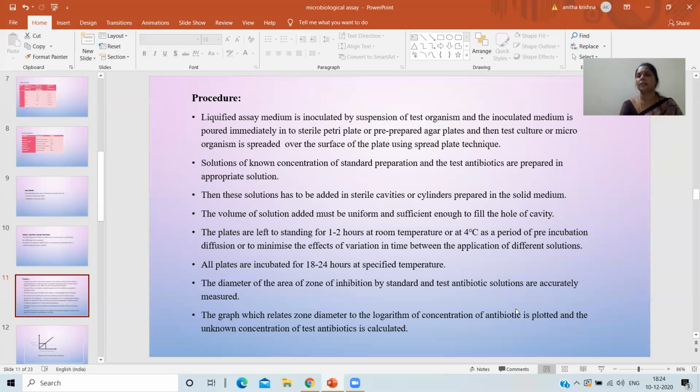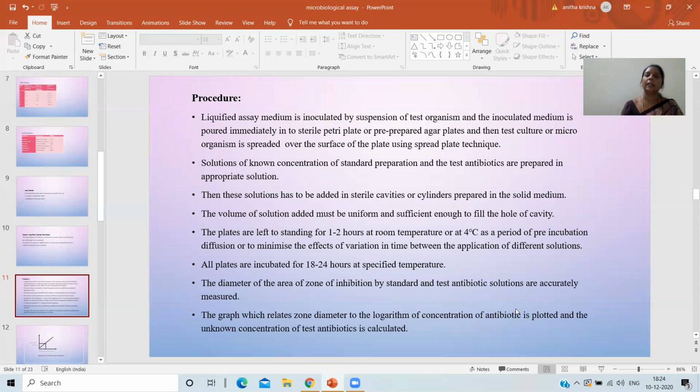Then you have to make pits or cylinders or cavities in the solid media. Then after that, what you have to take? You have to take antibiotic of standard concentration and test solution. So you have to take both the standard antibiotic and the test antibiotic, and make solutions of these antibiotics to a known concentration and appropriate known solution.